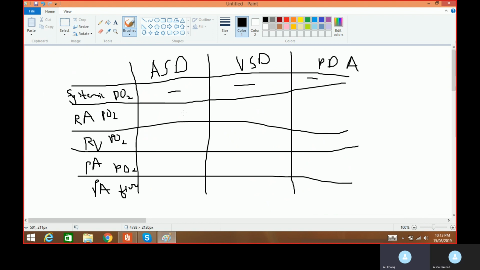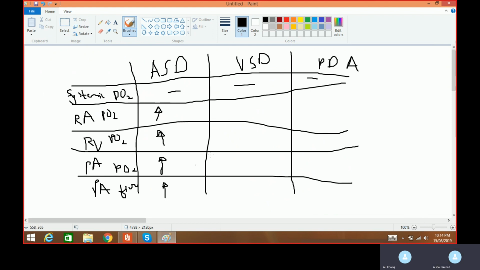Now, in ASD, don't you think the right atrial PO2 will increase because of the left to right shunting? Yeah, it would increase. What about the right ventricular? In ASD, I mean, it should increase as well. Very good. What about the pulmonary artery? Yes, it should increase. And because increased blood is coming, the flow will also increase.